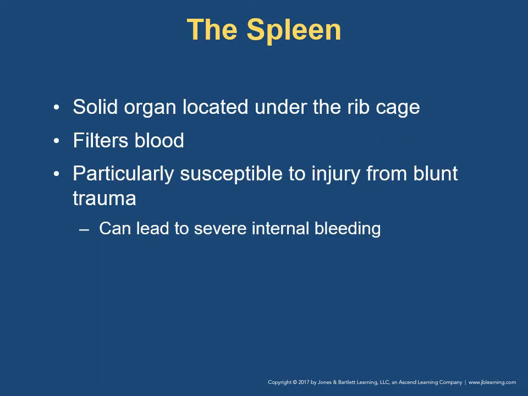The spleen is a solid organ located under the rib cage in the left upper part of the abdomen. It filters worn-out blood cells, foreign substances, and bacteria from the blood. It is highly vascular and is particularly susceptible to injury from blunt trauma, which means it can lead to severe internal bleeding.